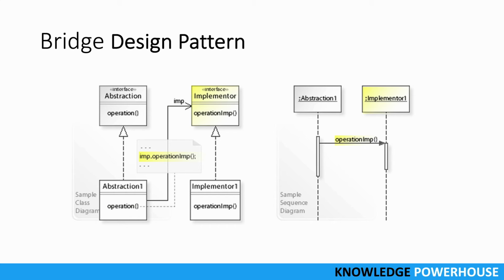Like from an abstraction in this diagram, we extend it to another abstraction, and then from the implementer, we have another implementation. That way the abstraction and implementation can be inherited independently. If you see in this diagram, the abstraction isn't implemented as usual in a single inheritance hierarchy. There is one hierarchy for an abstraction and the other is for the implementer, right? That way we can use it.